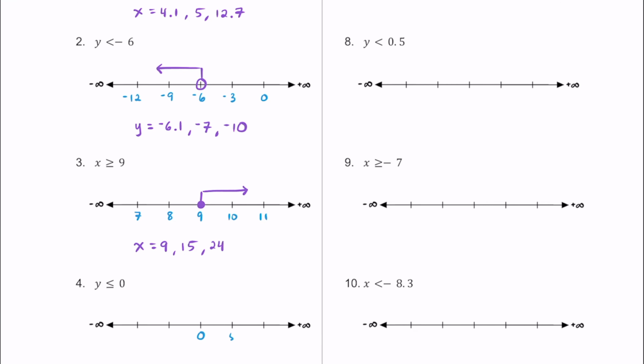I'm going to go by 10s just because that's what I feel like jumping by. So let's go 0, 5, 10. And then to the left, we have negative 5 and negative 10. So y has to be less than or equal to 0. Since it's allowed to equal 0, I'm going to fill in on 0. And y has to be less than or equal to it, so that's towards the left in this direction.